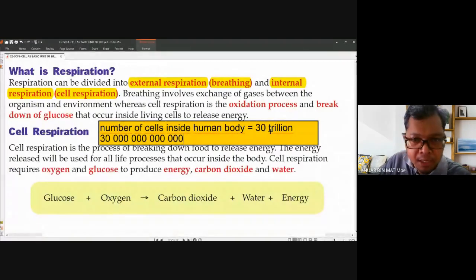You must remember that each of these cells must require oxygen in order to survive and to do their function. There are 30 trillion, not billion, trillion, meaning we have 12 zeros, and each of the cells inside our body needs to do cell respiration. Cell respiration means that it needs oxygen also.